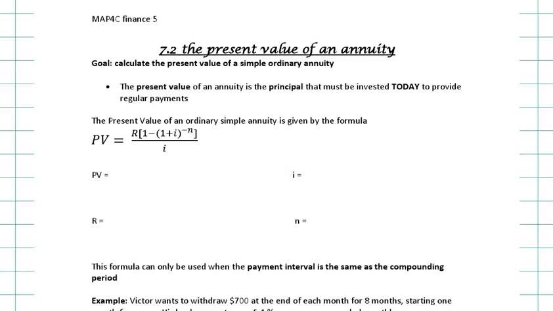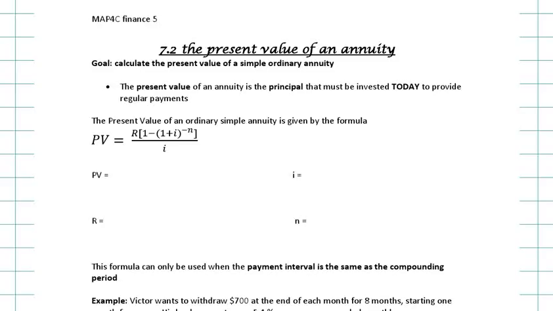Now, so far what we have done is calculating the future value, calculating how much I will have in the future, later on, right? If I do this deposit, how much would I have in the end? What we're going to do right now is the present value, okay? So the present value of an annuity is the principal that must be invested today to provide the regular payment.